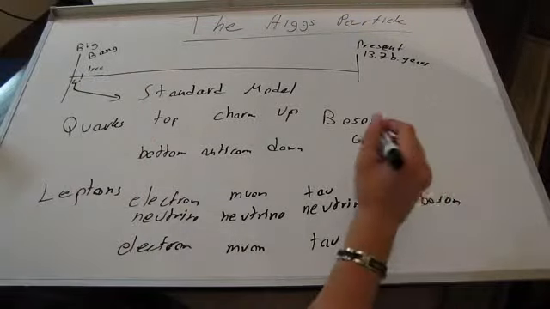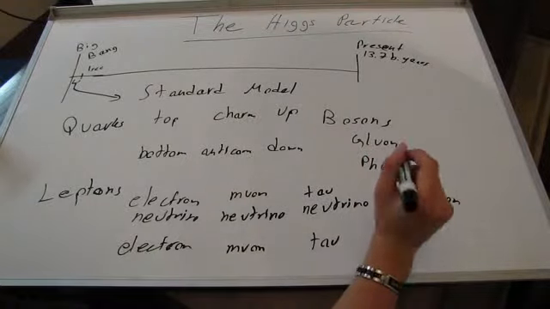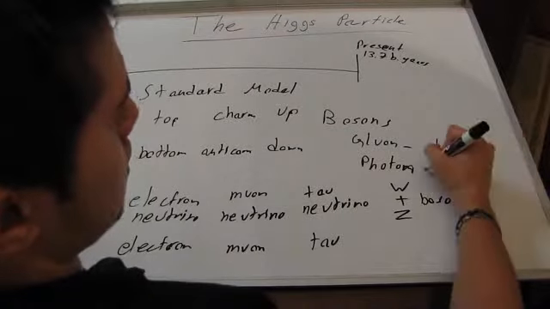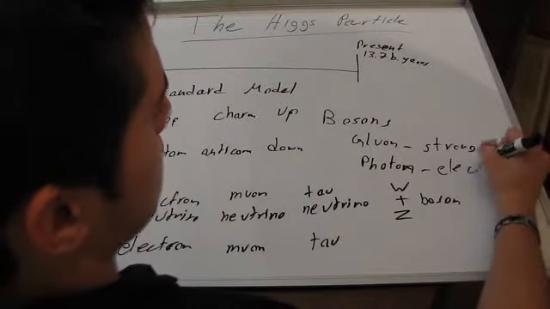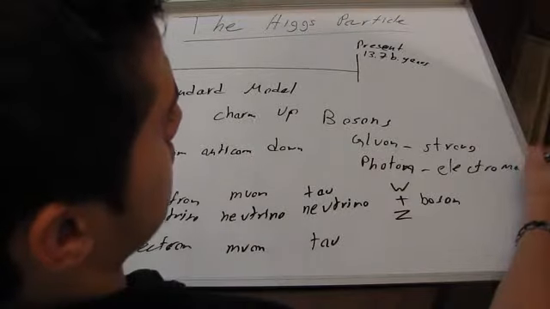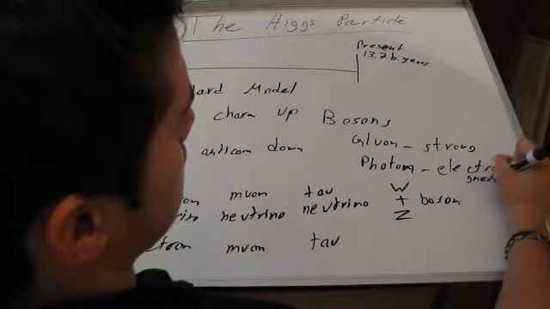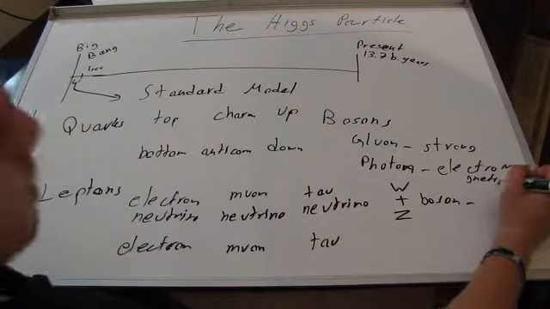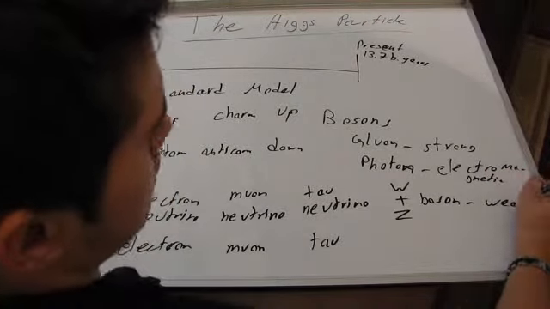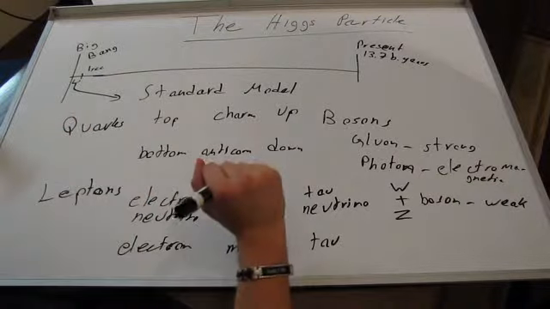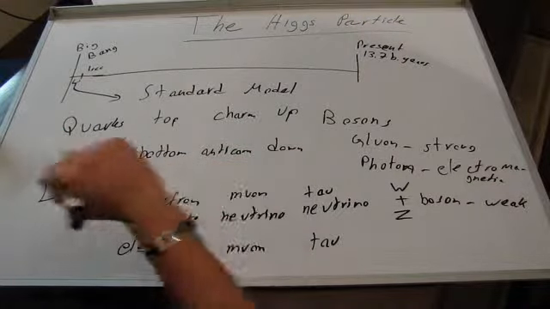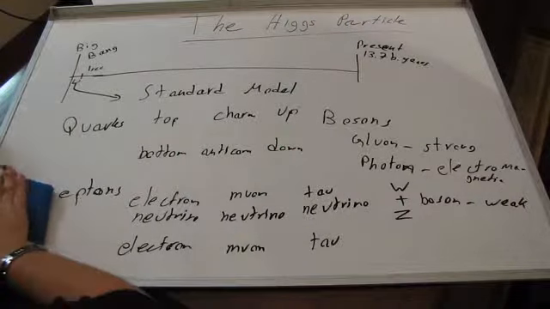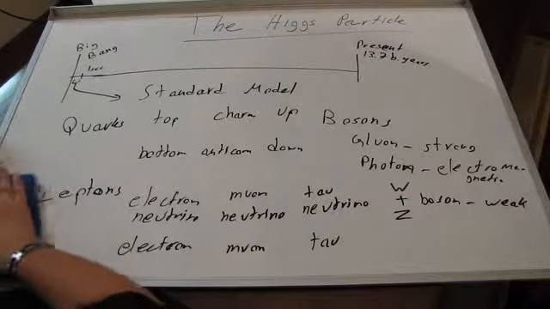Each boson has its individual force. The gluon is the strong force. The photon is the electromagnetic force. And the W and Z boson is the weak force. Now, I'm going to show you how the Higgs particle interacts with all these subatomic particles.